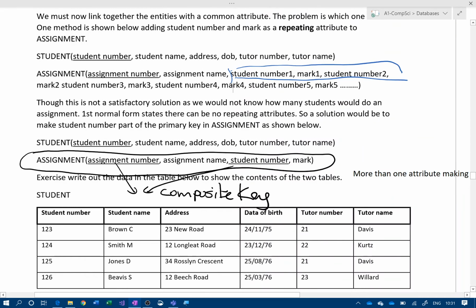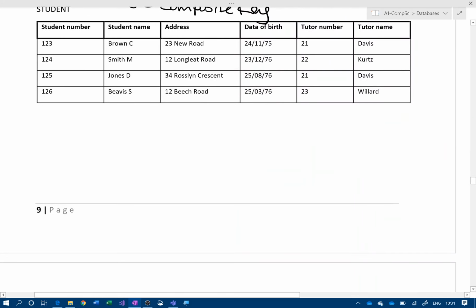put student number in it and the mark, but we make student number the primary key as well. Now, when you have two attributes making up the primary key, it's called a composite key, as it says there.